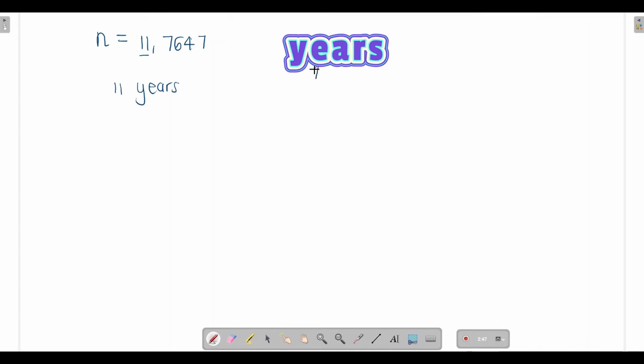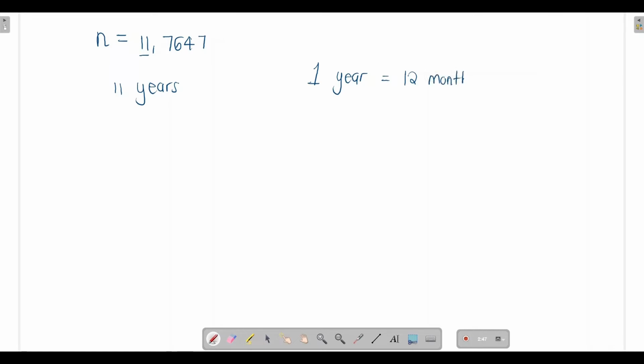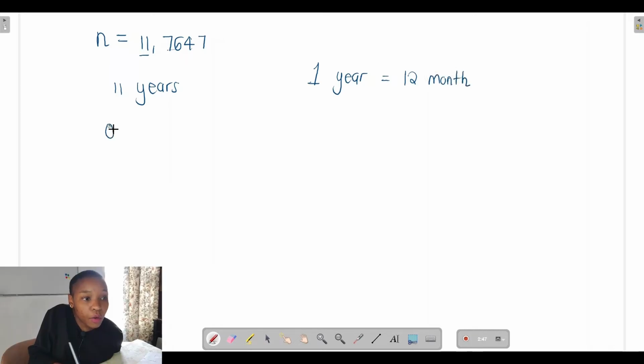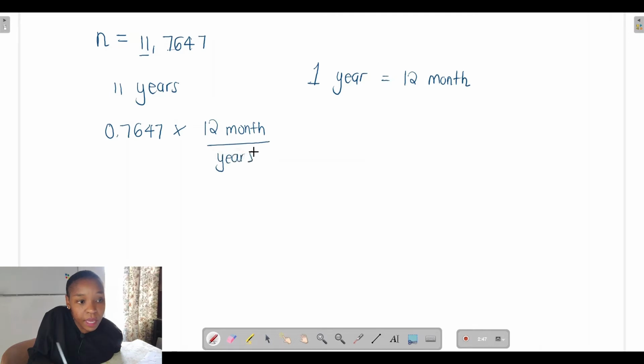We know that 1 year is equal to 12 months, okay? 1 year is equal to 12 months. So 0.7647 is still in years. You want to convert that to months. So you're going to multiply by what you want, which is 12 months, and you divide by what you already have. This is already in years, right?